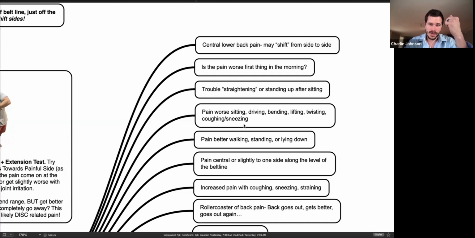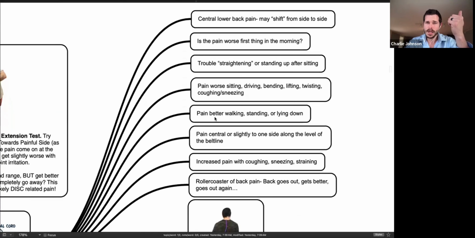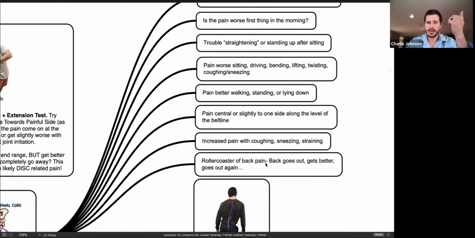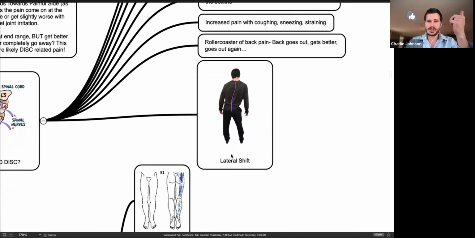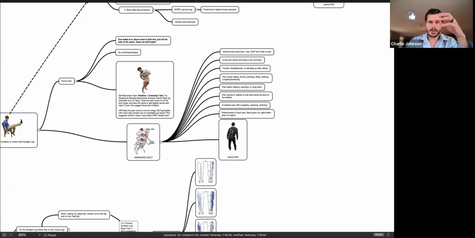I don't know about this. I'd have to ask him, but I do know that bending is really hard, sitting and driving as well. He does feel a little bit better standing or lying down. He mentioned that. Not sure about the coughing or sneezing, and not sure about his history at the moment. I can't recall. He was a little bit shifted. And so you can see a lot of things. We don't just look at one thing.